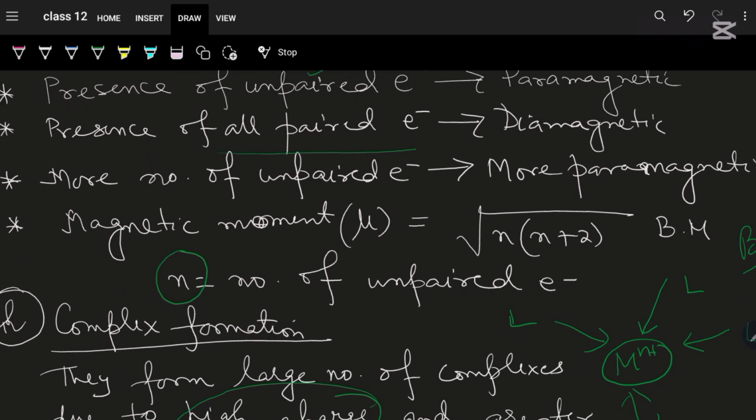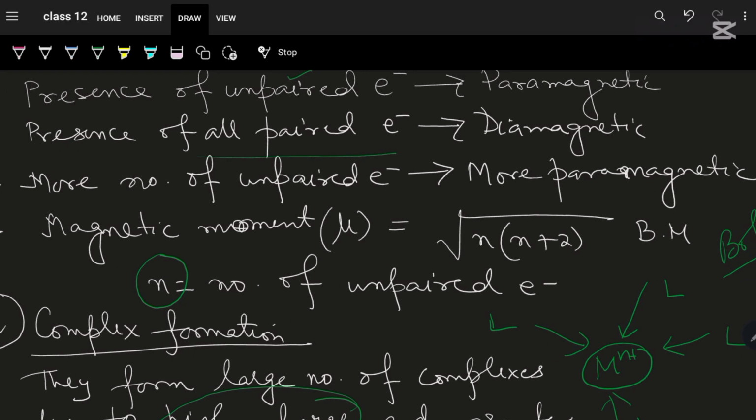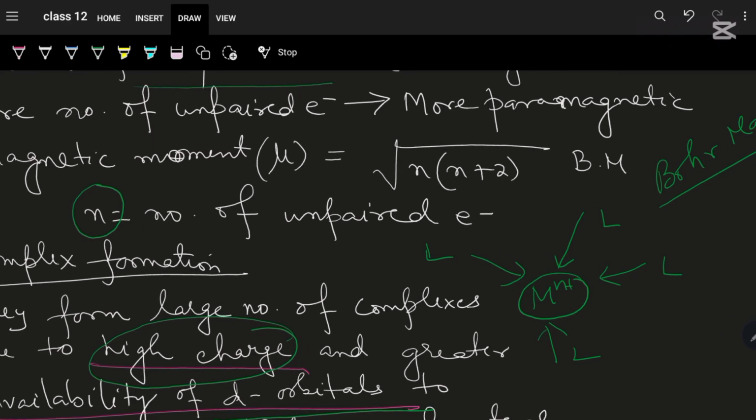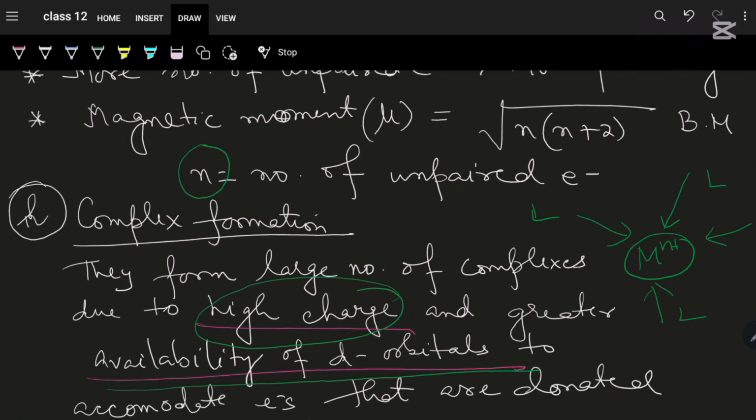Now, if you compare paramagnetism, how you need to compare is you need to see how many unpaired electrons are there. More the number of unpaired electrons, more will be the paramagnetic behavior. And seeing the number of unpaired electrons, say it is n, you can find the magnetic moment, which is mu equal to root over of n into n plus 2 Bohr magneton.